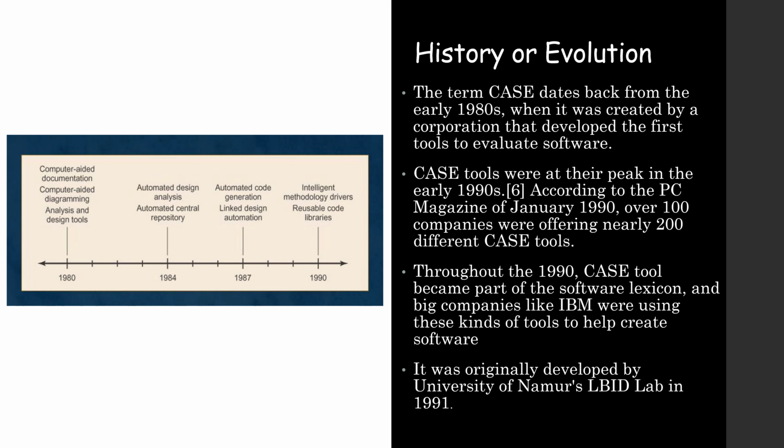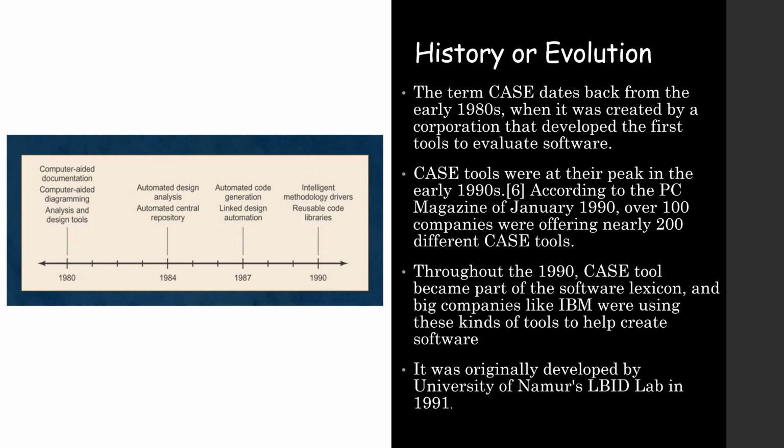For every measurable thing, there should be a history. Again, let's see the history or evolution of CASE tools. CASE tools emerged in 1980, when the first tool to evaluate software was created by a corporation. For every software, there should be a CASE tool for case study. They peaked in the year 1990, as shown in this graph. These CASE tools were intelligent, and they can easily be used with many kinds of libraries, which is useful as well.